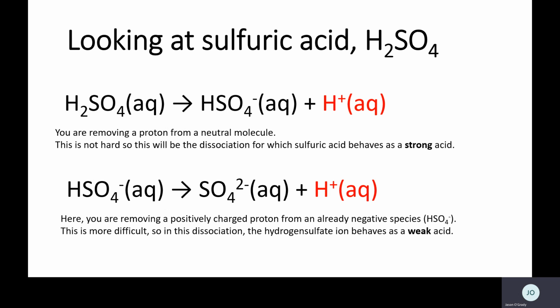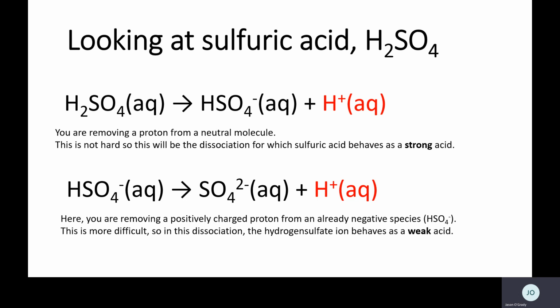So if we look at sulfuric acid, the first dissociation will involve a proton being taken from a neutral molecule, your H2SO4. This isn't too difficult because there won't be a particular attraction between H+ and H2SO4. So this dissociation is where sulfuric acid behaves as a strong acid. But look what happens to the HSO4-.